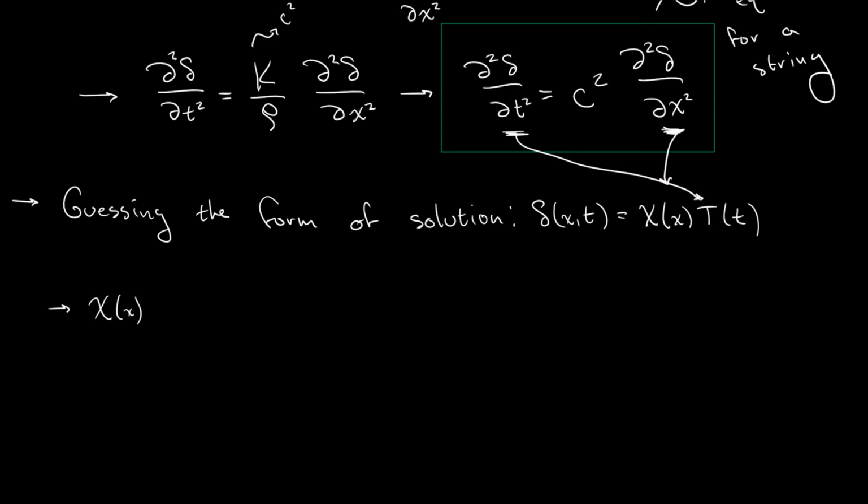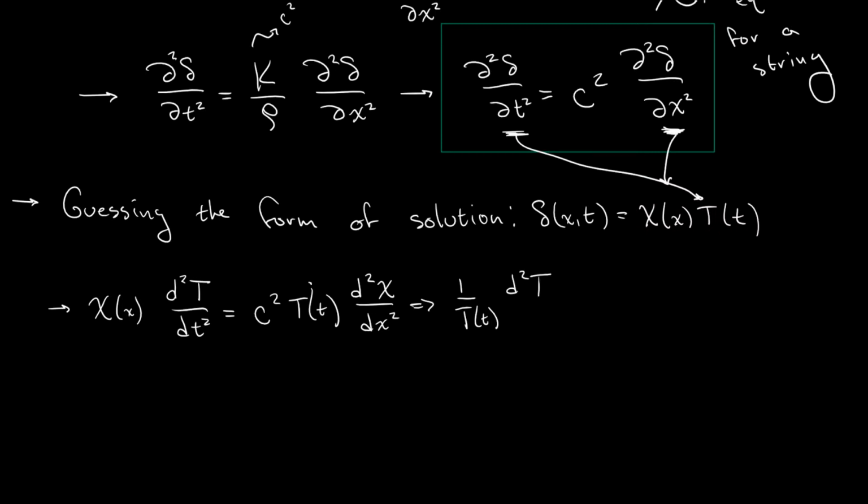X times the second derivative of T in t, d²T/dt², is equal to c squared times T of t times d²X/dx². And I'm just going to shuffle things around, and I get something which looks like 1 over T of t, d²T/dt², is c squared over X, d²X/dx².